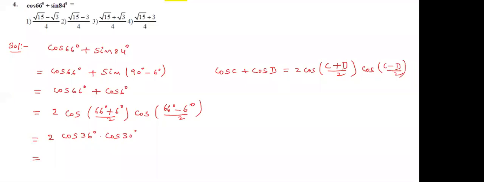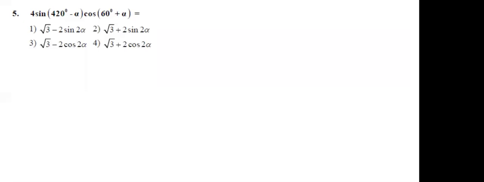Now students, what is the value of cos 36 degrees? That is (root 5 plus 1) by 4. And cos 30 degrees is root 3 by 2. The 2 cancels. Now multiply both numerators: root 5 into root 3 is root 15, plus root 3, divided by 4. So which option is correct, students? The third option is correct.